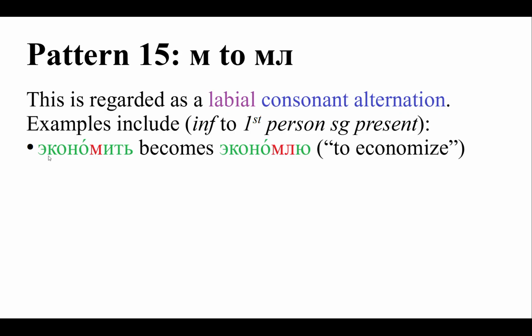Examples: economit, to economize, to save, essentially to save money or to save time, becomes economlyu, mostly money, because it's a Greek borrowing, economy. Econo is a prefix for monetary or economic things, because Russians use this verb to express the economization of money, of capitals or somewhat. Anyway, economit becomes economlu.